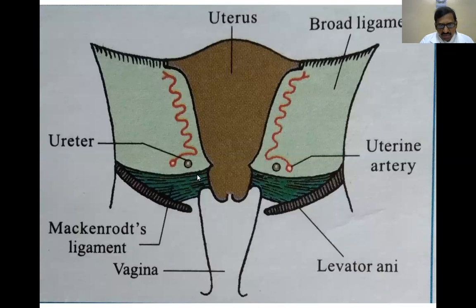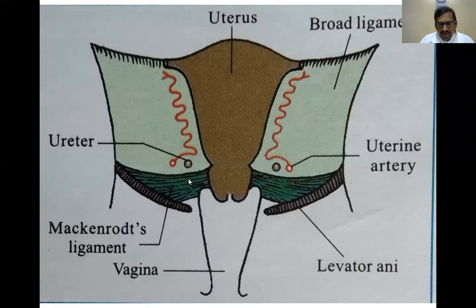Below Reckenrod's ligament, this is the broad ligament of the uterus, and this is the ureter. And this is the uterine artery. This uterine artery is very closely related with the ureter. By ligating the uterine artery, there is a chance that you may accidentally ligate this ureter. That is why you must be very careful.